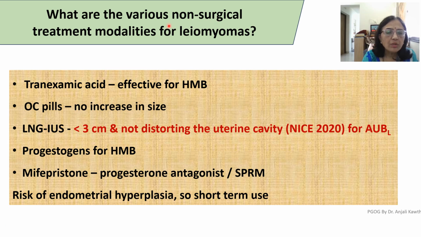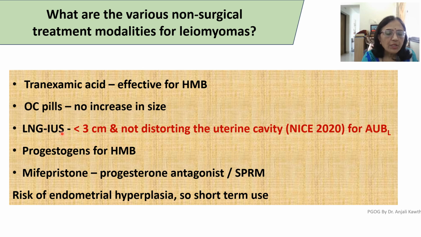What are the various non-surgical treatment modalities for leiomyomas? Tranexamic acid can be used. It is effective in reducing the bleeding in women with heavy menstrual bleeding. OC pills can be used even with the presence of estrogen. There is no increase in the size of leiomyoma. LNG IUS is a great alternative as a treatment modality.